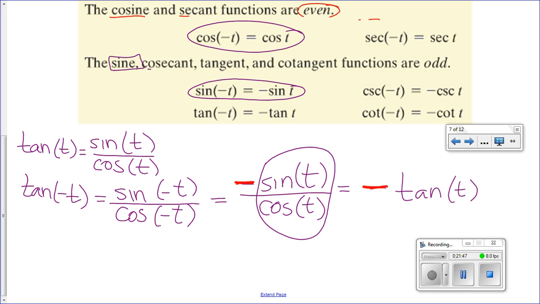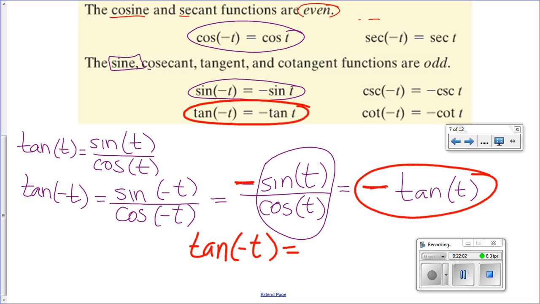Okay, and so that's how we could demonstrate that tangent is an odd function, because we started with the tangent of negative t, and we ended with the opposite of the tangent of angle t. Okay, look at it for a second. Would you like me to repeat it? Rephrase it. Okay, so I started with this.